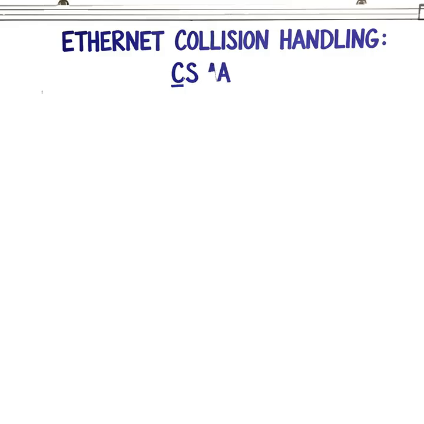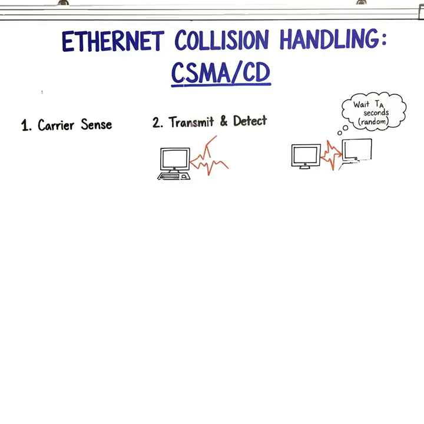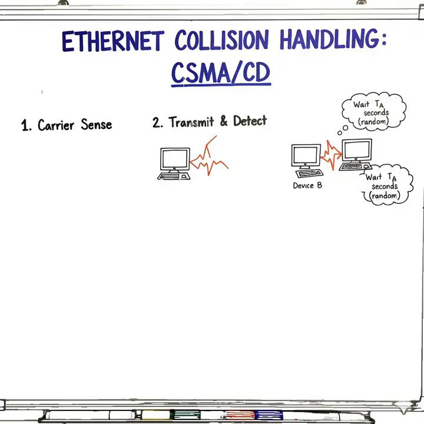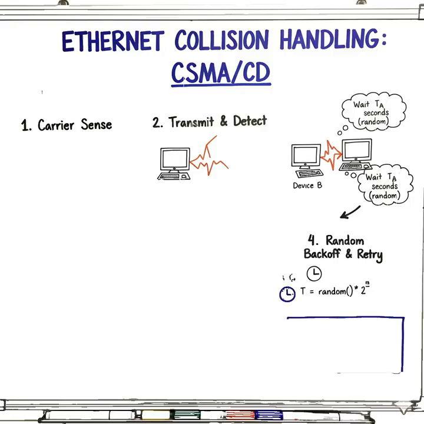Collision handling. In Ethernet networks, collision handling is governed by CSMA/CD. Carrier sense multiple access with collision detection. Before transmitting, a device listens to the wire to ensure it is clear. If two devices transmit simultaneously, a collision occurs, corrupting the data. Upon detection, both devices stop immediately and broadcast a jam signal to alert the entire segment.